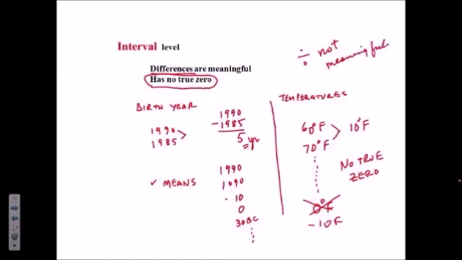So, for example, if we had a 90-degree day, very hot, and a 30-degree day, and you divide that, you get 3. Does that mean that a 90-degree day is 3 times as hot as a 30-degree day? I don't think so. So division is not going to be meaningful for interval level data.